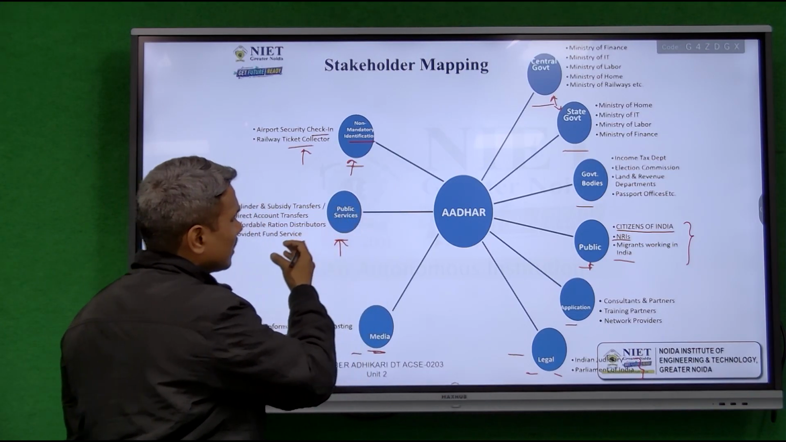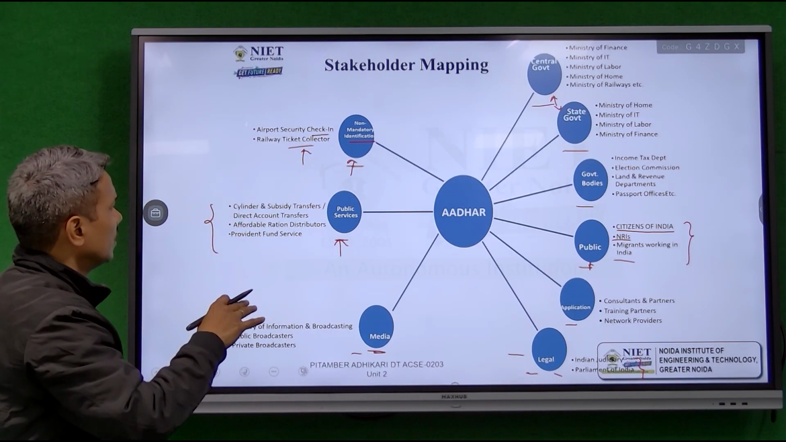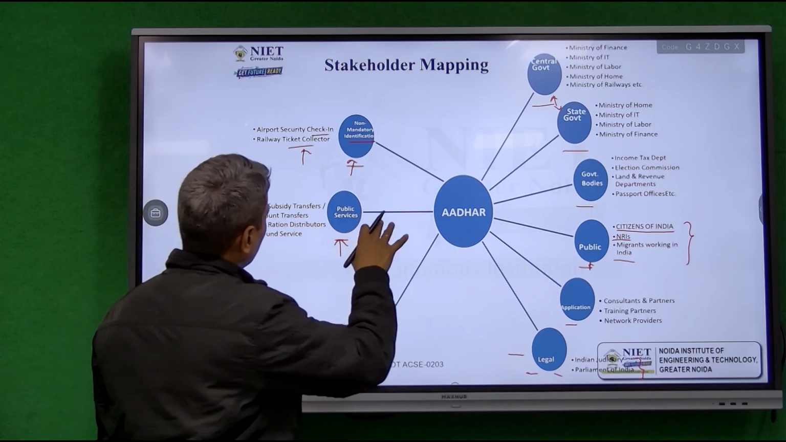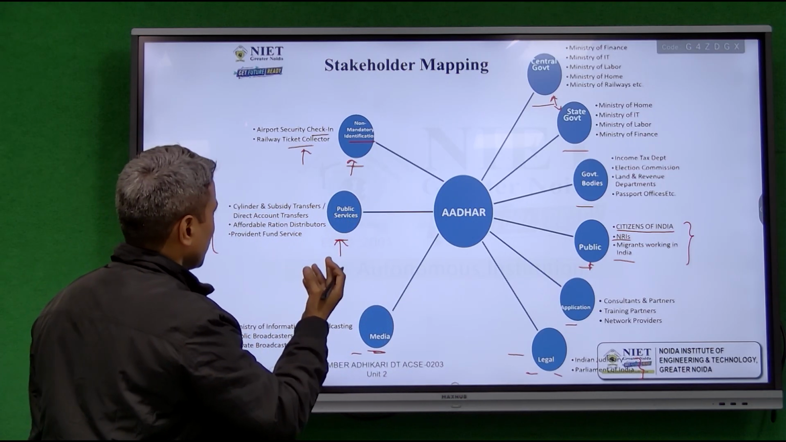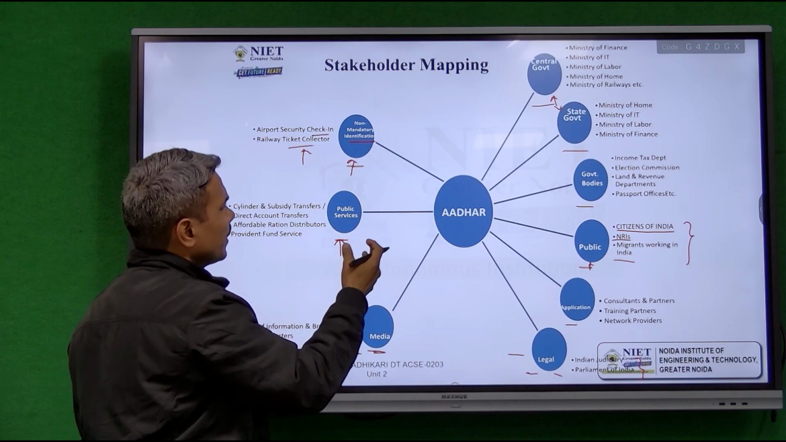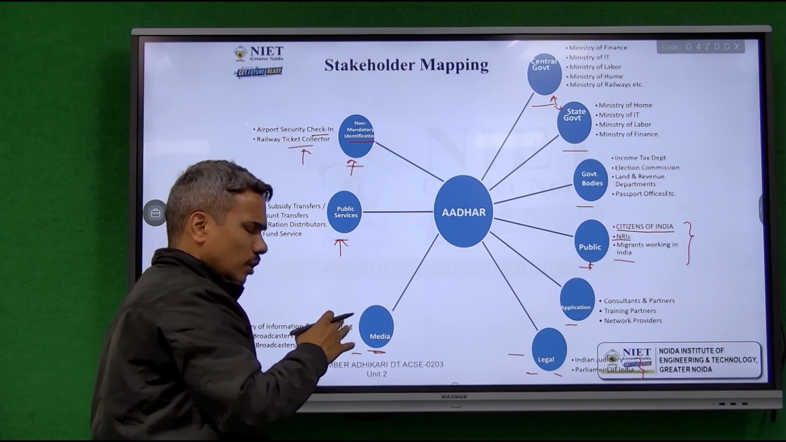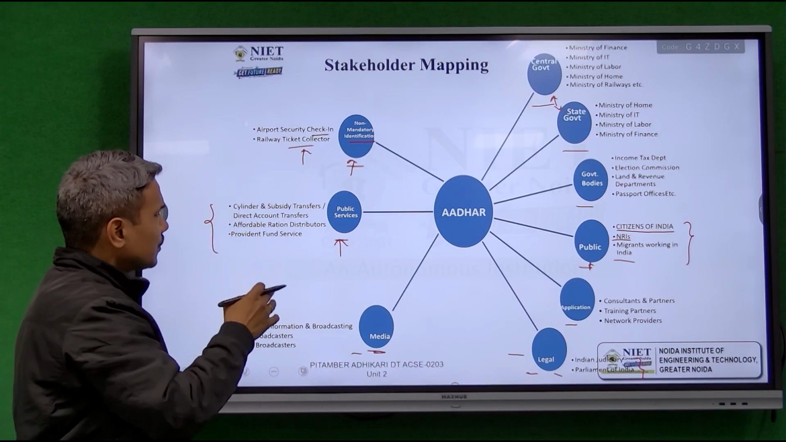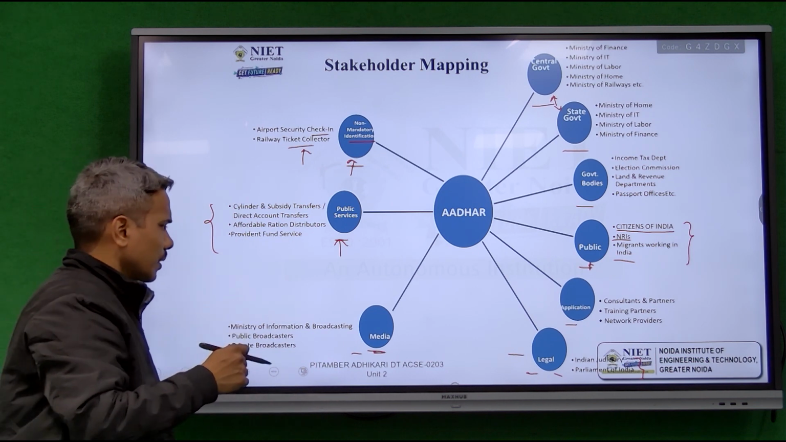So these are different stakeholders. We have categorized these stakeholders while developing this Aadhaar mapping, that is, we are doing stakeholder mapping. This is a very good example to understand the concept of stakeholder mapping. This is a particular example of a stakeholder mapping.